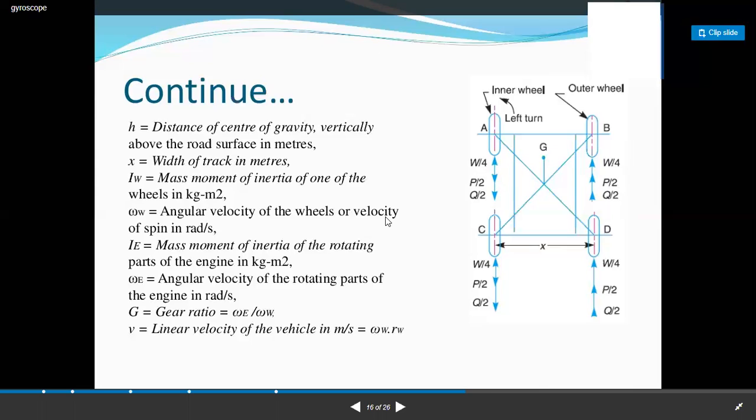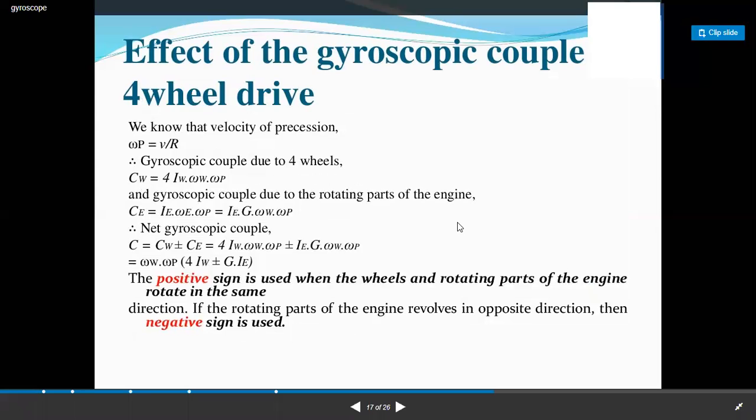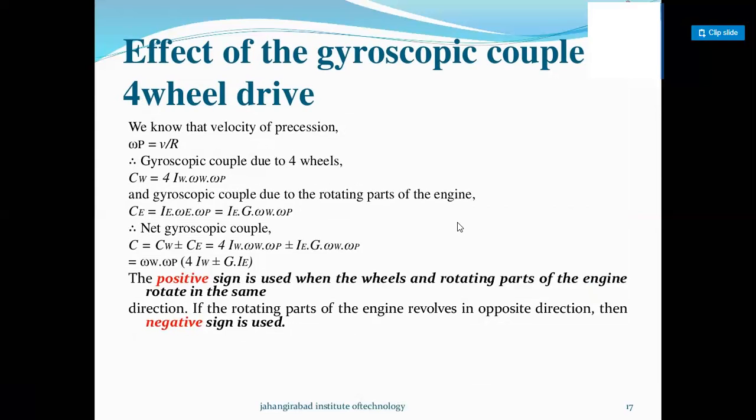The second effect is the effect of the gyroscopic couple due to the wheels, Cw, which is equal to 4 times Iw into omega p, because 4 wheels are used. The third effect is the effect of the gyroscopic couple due to the engine. The gyroscopic couple due to the rotating parts of the engine is Ce is equal to Ie into omega P, right? Which is taken as IE into capital G omega W into omega P, where capital G is equal to omega E divided by omega W, right?